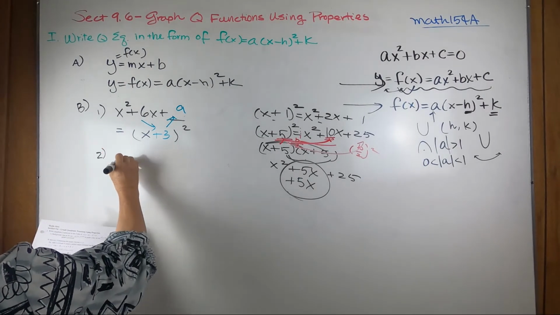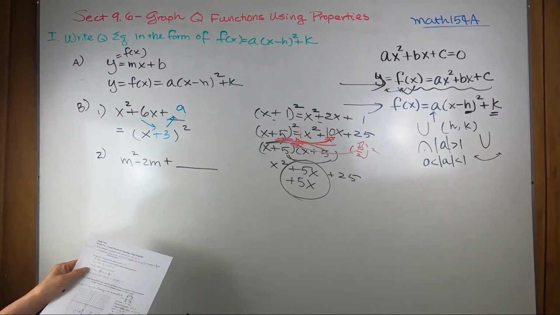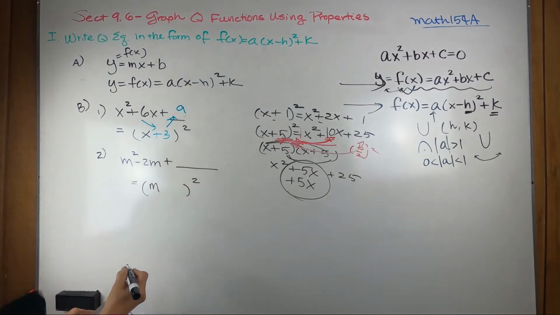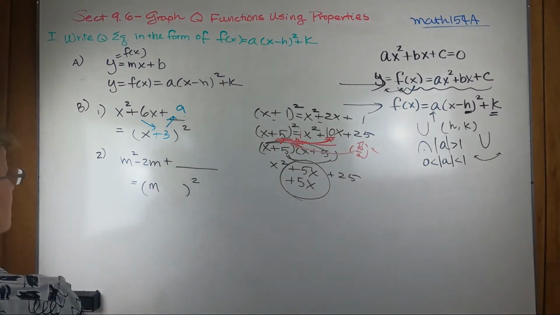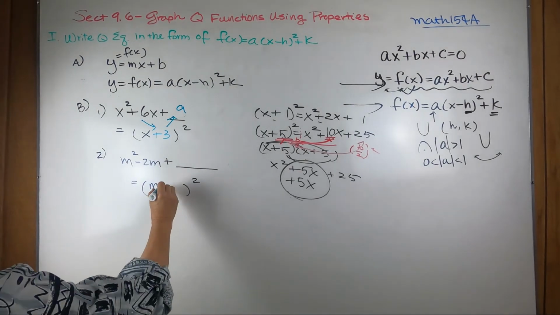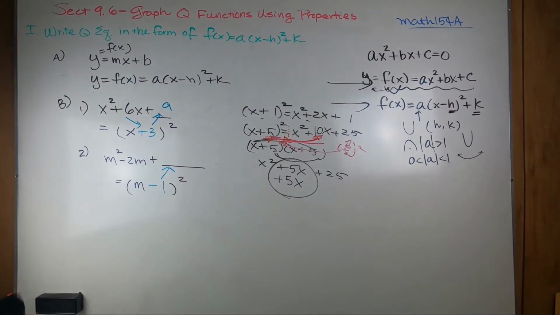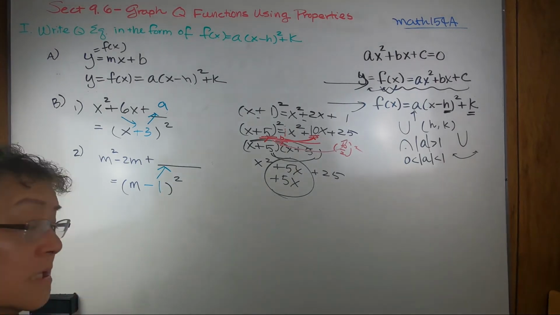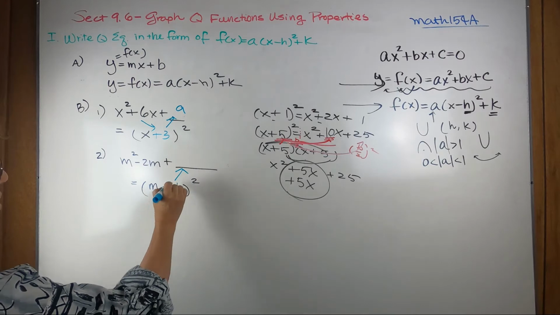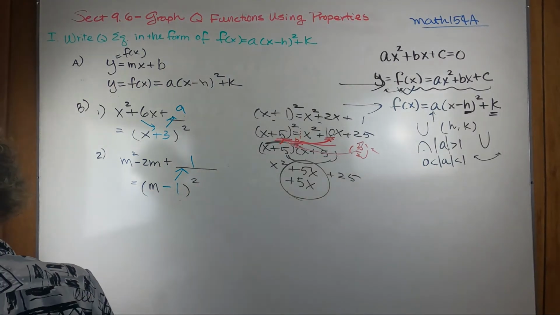If you look at the second one, m squared minus 2m, you need another number to make a complete square, right? Which number do you need? Half of this. Half of -2 is -1. Then you need a third term. So you use two terms to find a complete square, then you square this one, and that will be your third term, right?